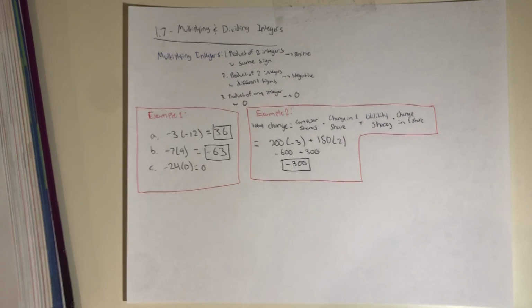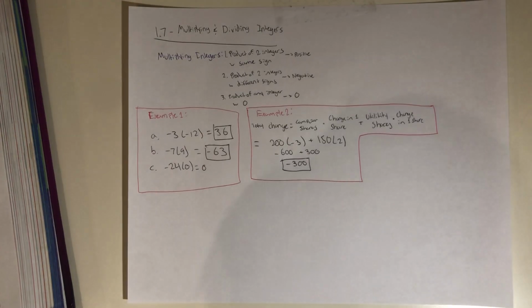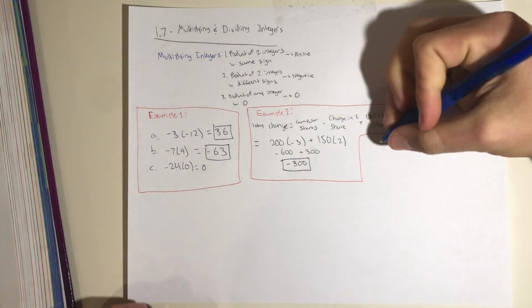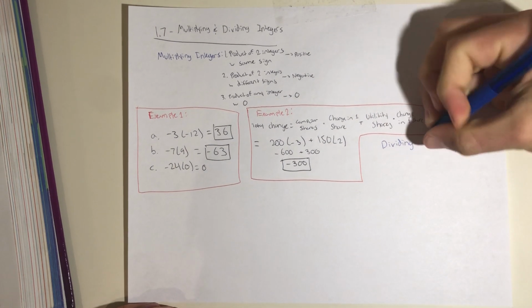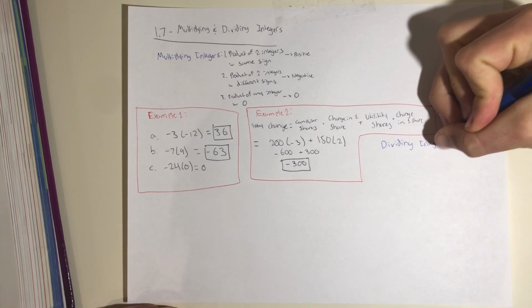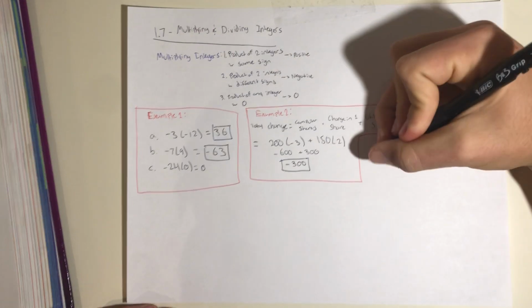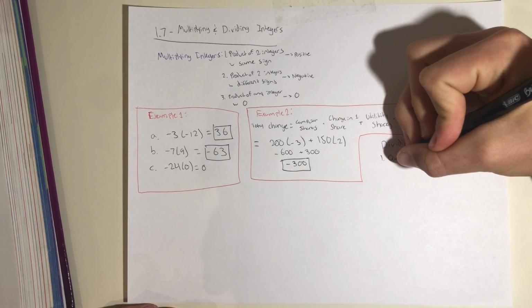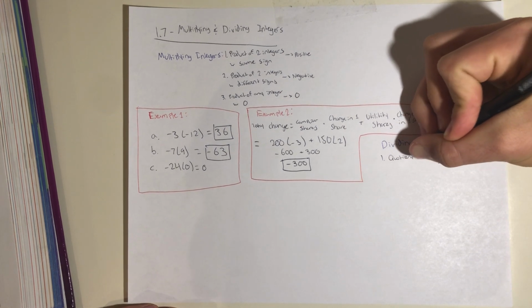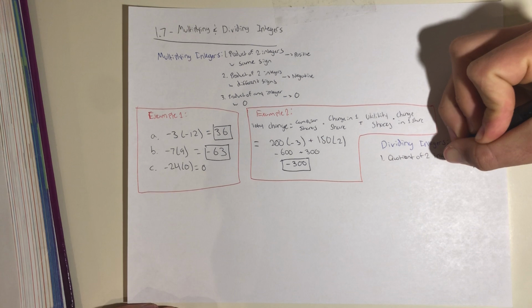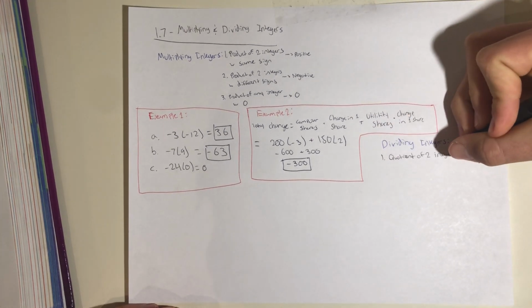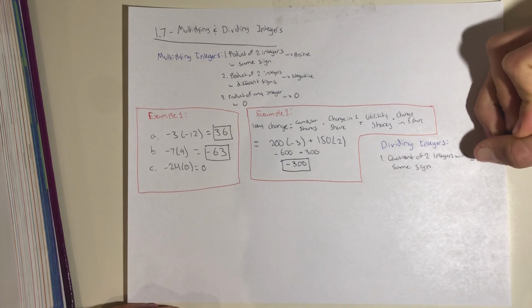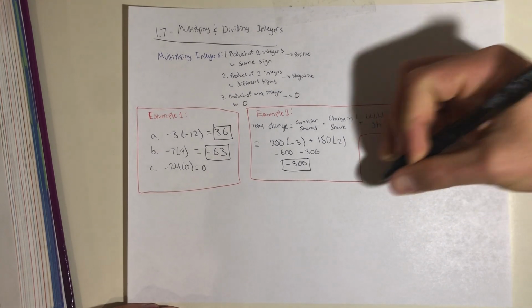Now we get to dividing integers. Here you also have three things you have to worry about. The quotient of two integers with the same sign is positive.